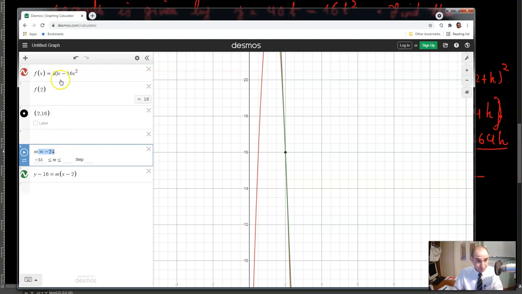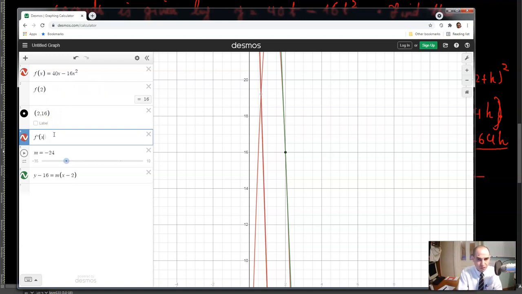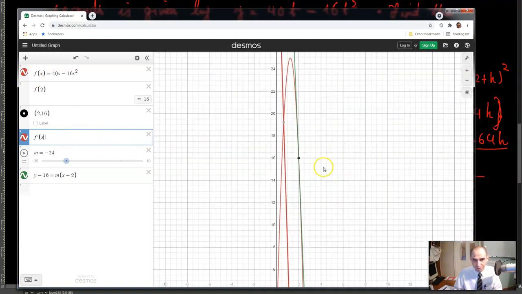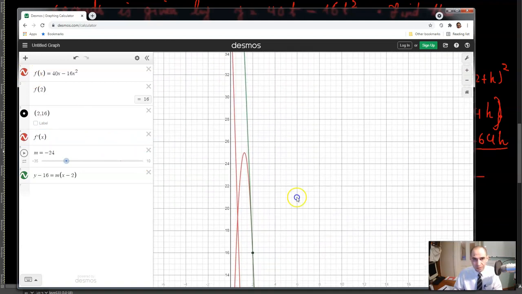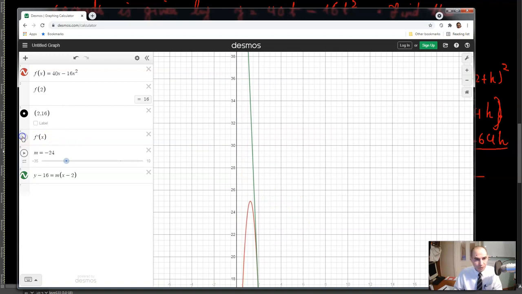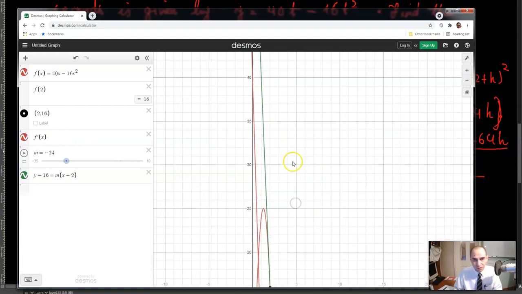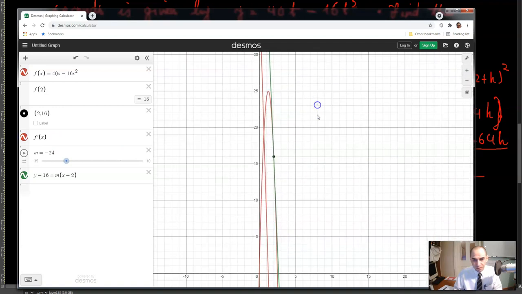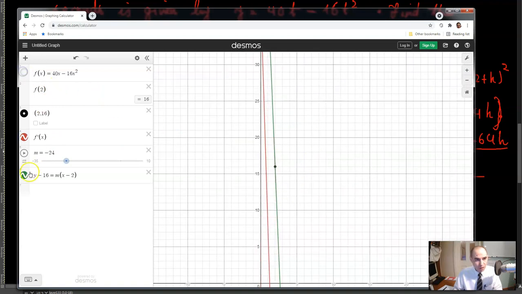Moreover, Desmos itself can calculate the derivative of this function for you, meaning that you can say calculate f prime of x for us, and then it gives you another function. As you can see, it gives you this function over here, which is this straight line.